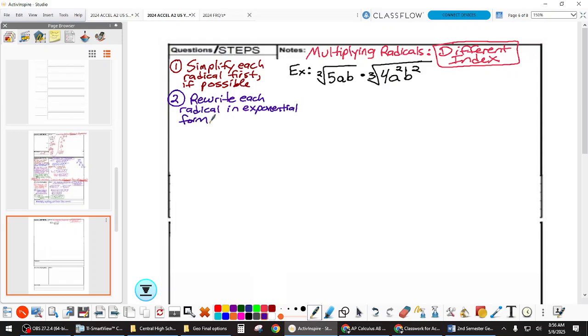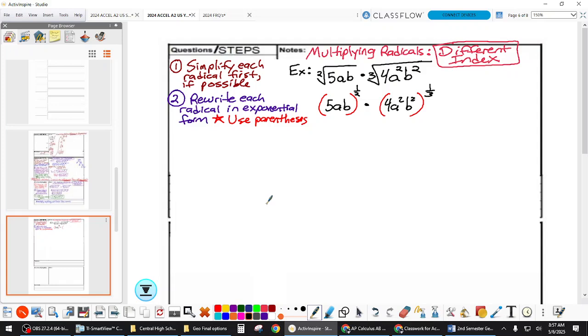So what's this one going to be? And definitely, guys, for these next few steps, we want to use parentheses generously. Okay, so (5ab) to the 1/2. How about the next one? Probably could just do it. Good. (4a squared b squared) to the 1/3. Okay.